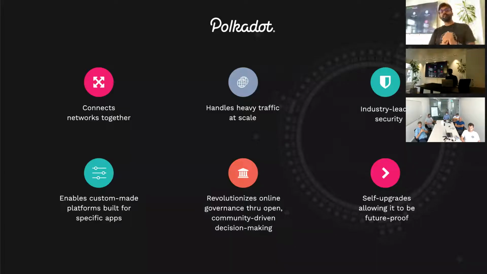Okay, so with that overview, I'm going to talk about the overall Polkadot design and the features that it promises. All of these that you're going to see, the promise is that once the network is launched fully, you're going to see all of these functionalities. So the first one is connecting the networks together.